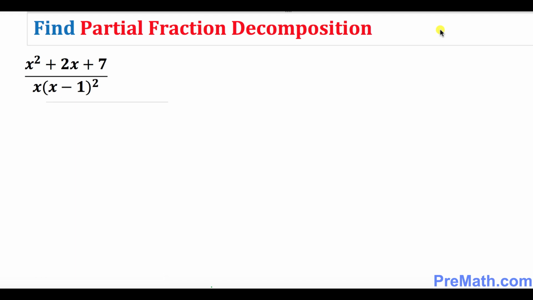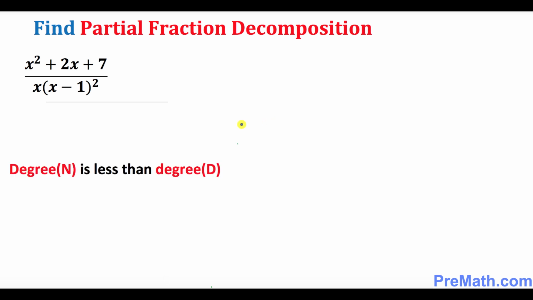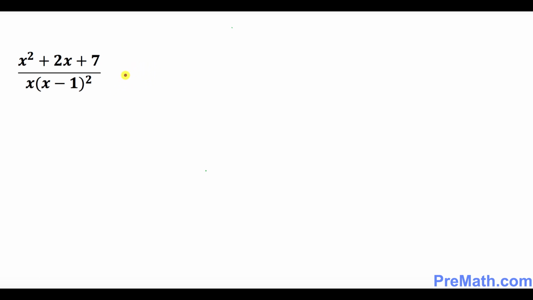Hello again everyone. In this video tutorial we will be finding the partial fraction for this given example. Next, we want to make sure that the degree in the numerator is indeed less than the degree in the denominator. Now the next thing, we want to set this rational expression up in a partial fraction. So that's going to be what?